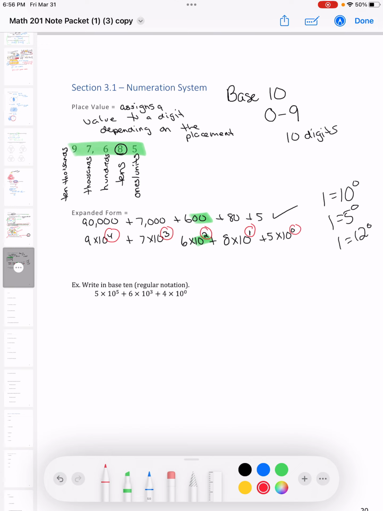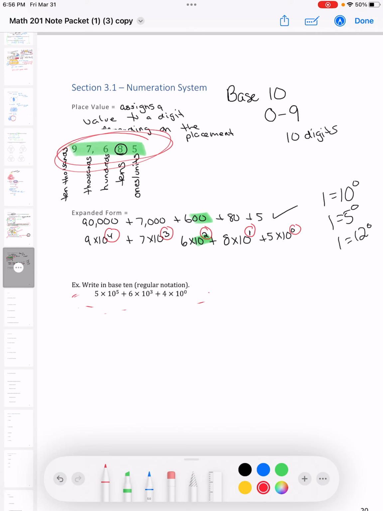So why don't you pause the video and see if you can write what I gave us out in expanded form. If you can write it in base 10, that's our regular standard notation. So kind of backwards from what we had. Your answer should look like the stuff up here, in the green highlight up there. So take a second, pause, and see if you can do that.